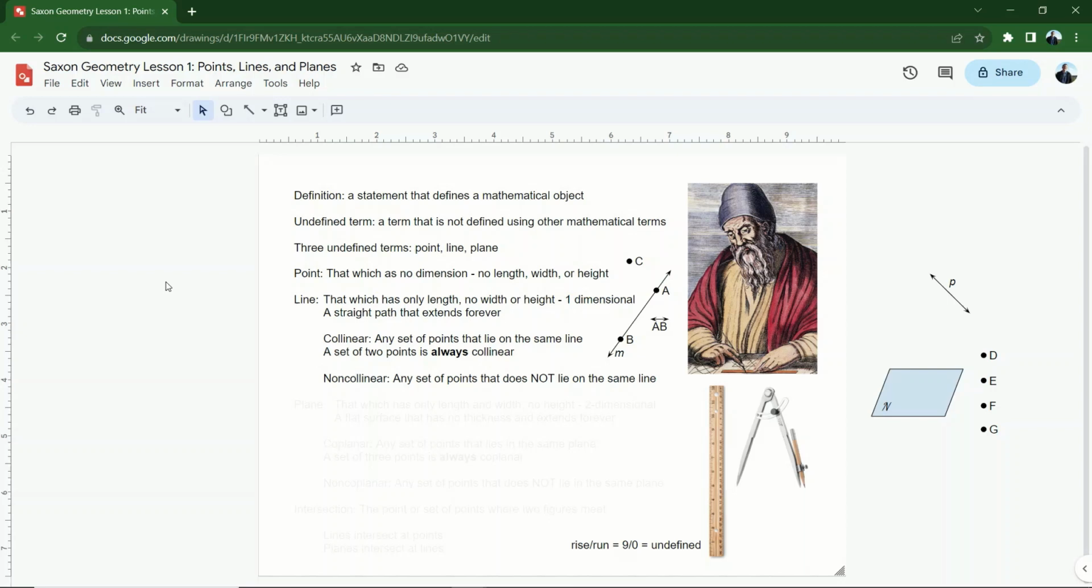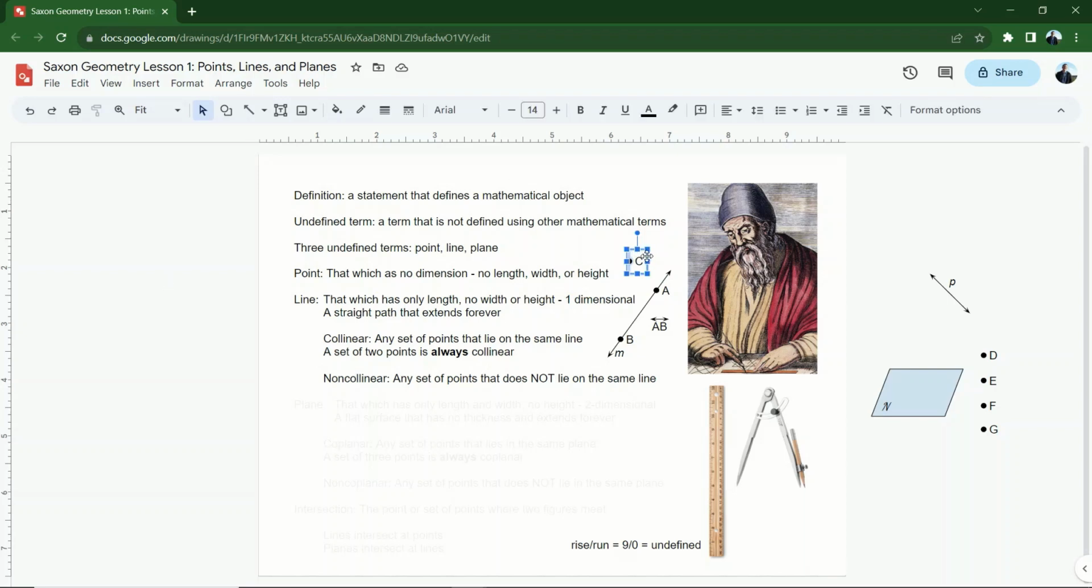What about AC? I don't have a line drawn through AC. Would AC be collinear? The answer is yes. Any set of 2 points is always collinear. In other words, there could be a line. If I wanted to represent a line connecting A and C, I could do it. That makes them collinear. Hey, can I make A, B, and C collinear?